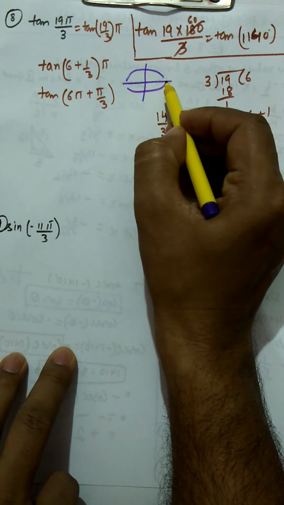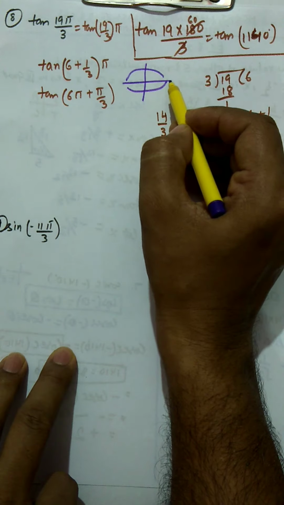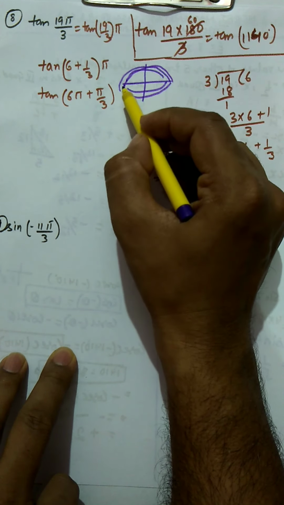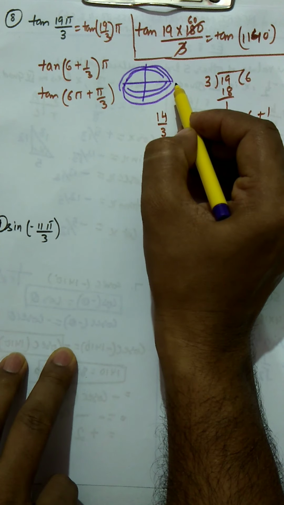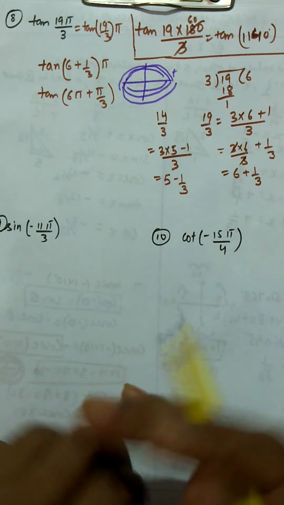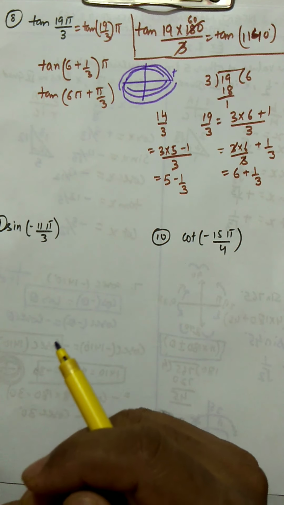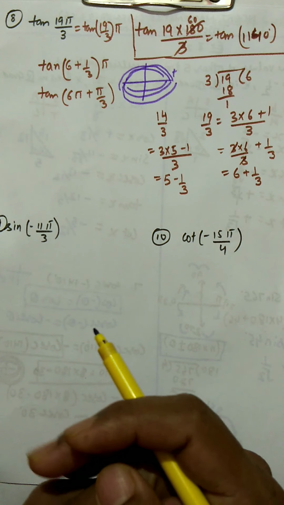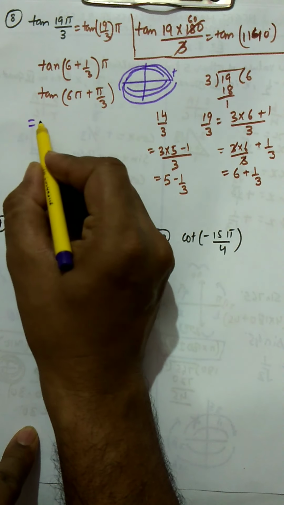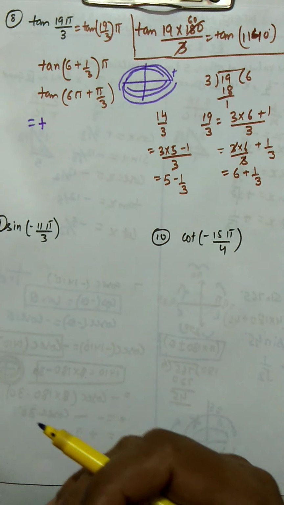Now 2 pi means you are again reaching from the starting point. Then 3 pi, then 4 pi, then 5 pi, then 6 pi. And after that you are adding something. So it means you are landing up in the first quadrant. And in the first quadrant all trigonometric functions are positive. So our answer is going to be positive for that, sure.